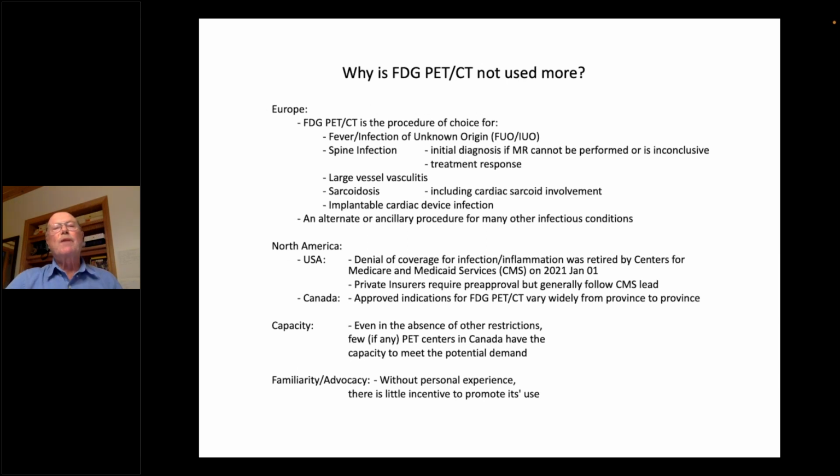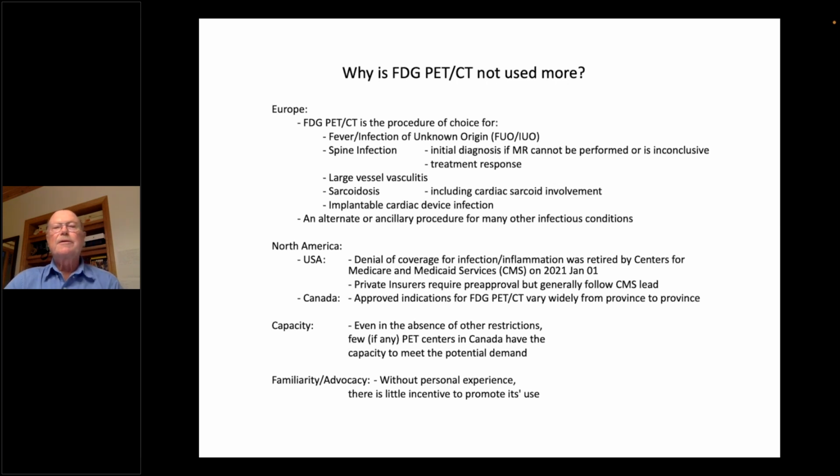So why is PET-CT not used more? And I'm sure it will be in the future. Who uses gallium, for example, for staging and treatment response in lymphoma, or to look at cardiac sarcoid? But use of FDG PET really depends on where you are in the world.